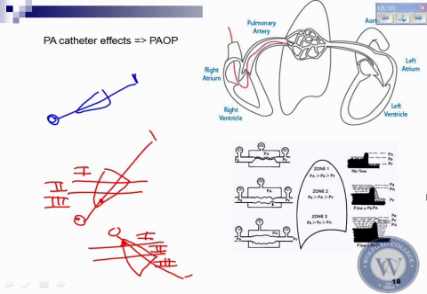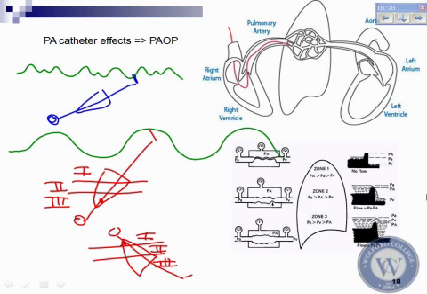What's the waveform going to look like? Dampened? Nope. Close, but not dampened. The PA waveform should look like this: A, C, V, A, C, V, A, C, V. We all agree, right? What you'll see in this individual, you'll see this. Why that? That's right. That's a ventilator firing.